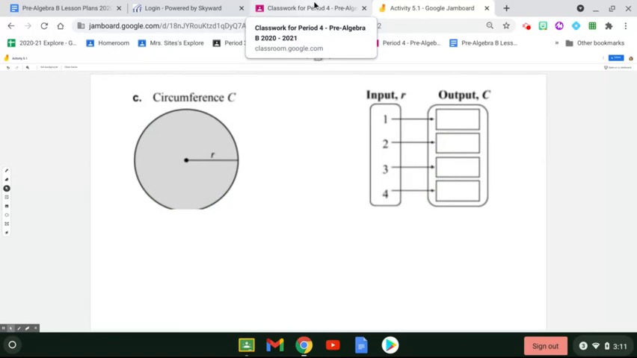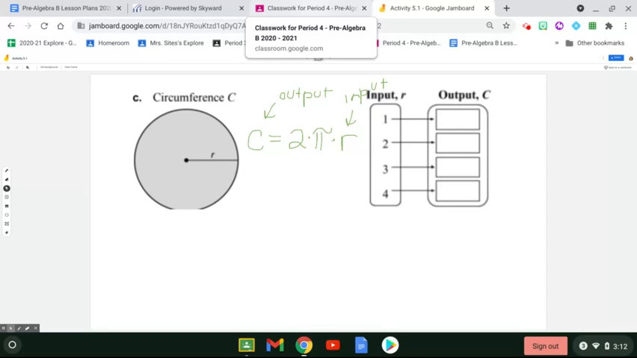Okay, this time we're looking for a circumference. Okay, if you can't remember the rule for a circumference, the circumference is 2 times pi times your radius, or r. So to get your output, C, you're going to take 2 times pi times whatever our input is. Okay, so let's try this one out.